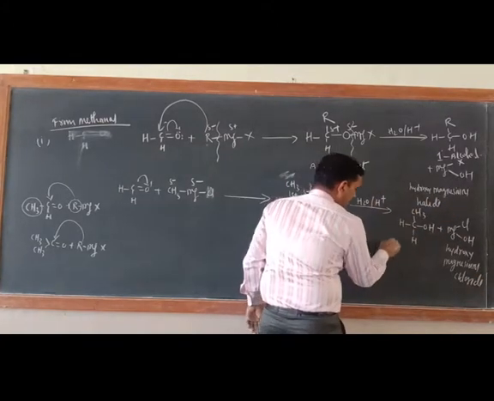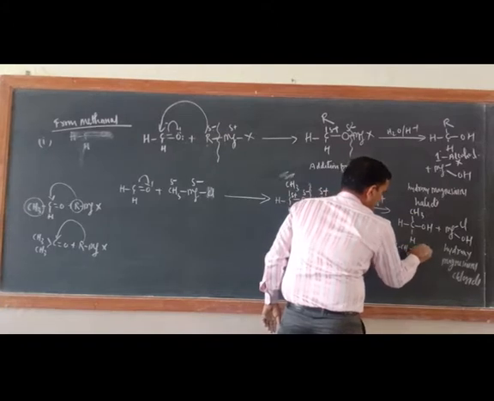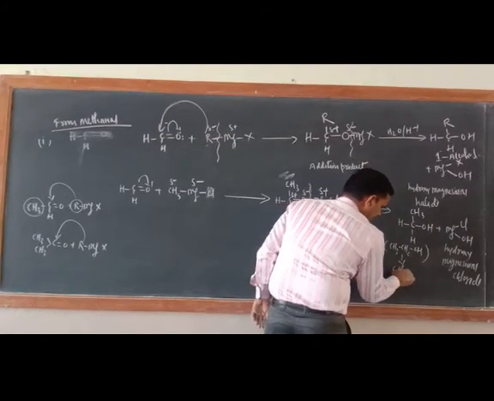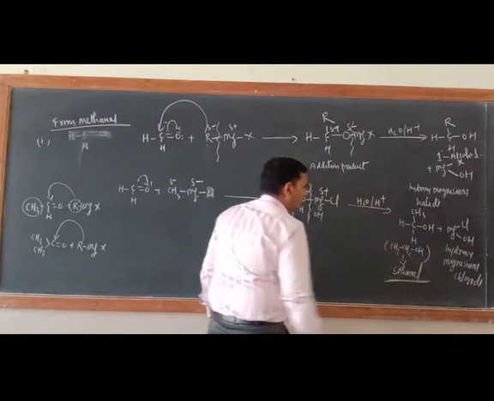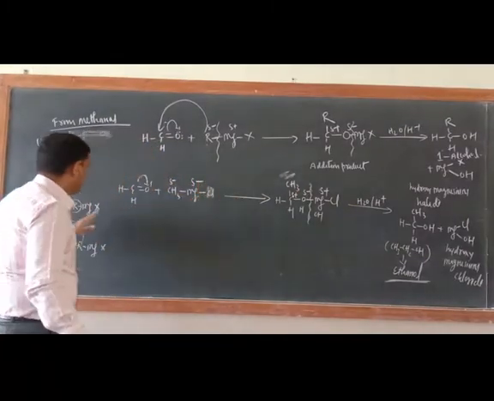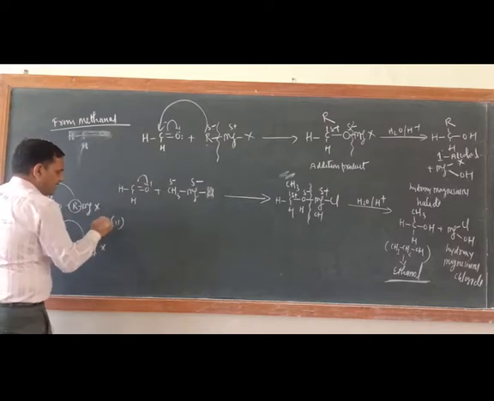And what is this one? This is CH3CH2OH, ethyl alcohol, or ethanol. Okay, over. So just only 2 steps are there. Now let us begin with the second one, from acetaldehyde.